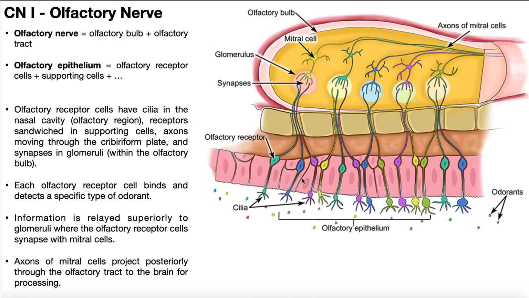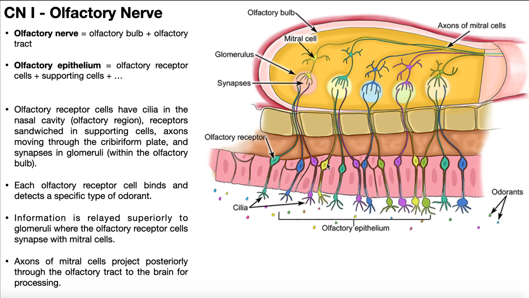And there are some other cell types that exist here that I haven't put for simplicity, but the olfactory epithelium really consists of all of this below the cribriform plate. You have the olfactory receptor cells, you have these pink supporting cells, and then anything else that's there, that is the olfactory epithelium. Okay?